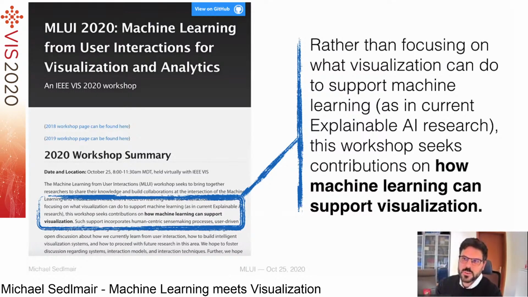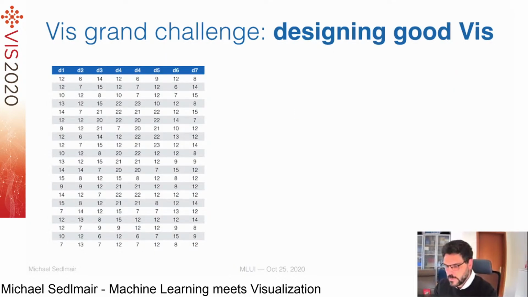And I want to spend a little bit more time talking on that, because from the webpage of MLUI, I got that this should be the focus here. So rather than focusing on what visualization can do to support machine learning, this is what we just talked about, the workshop seeks to contribute on how machine learning can support visualization. So this is exactly the topic of part two.